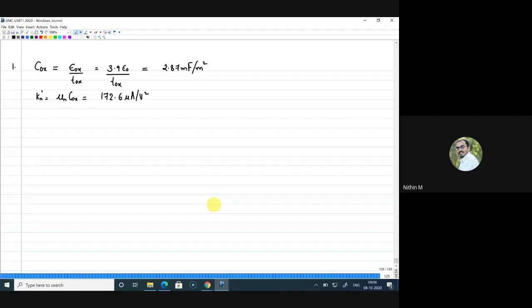You can try out. Now the next part is determine the minimum value of VDS needed. Right, minimum value of VDS needed is what? Minimum value of VDS is VGS minus VT. That is nothing but VOV, the overdrive voltage.